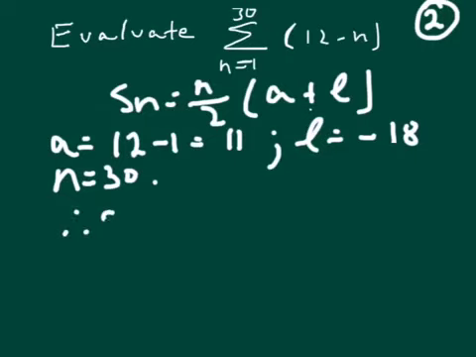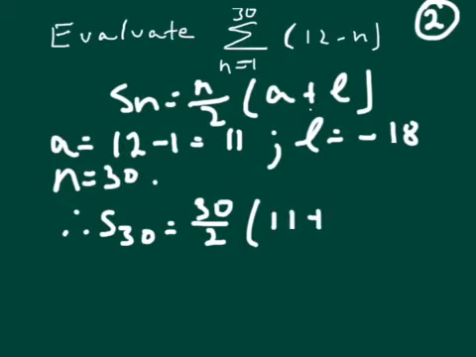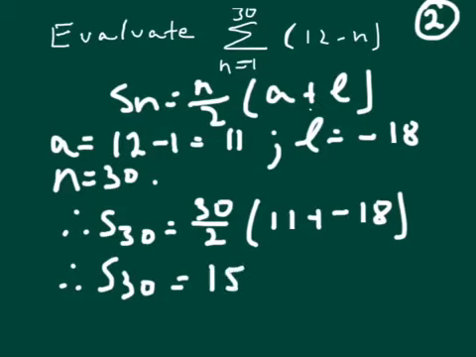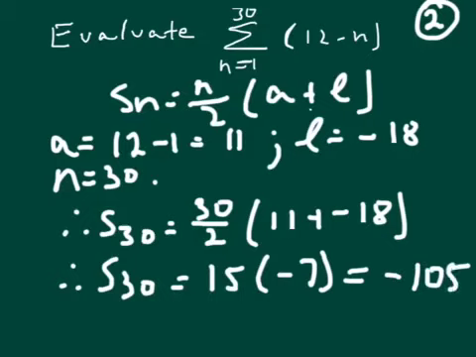So the sum of the first 30 terms is equal to 30 on 2, bracket, a we said was equal to 11, and l is equal to negative 18. Okay, so here we've got a plus, a minus, so that's equal to a minus operation. We're adding a negative, so that equals minus. So this is going to evaluate to negative 7. So what we have now is S30 equals 15, 30 divided by 2 is 15, times negative 7, and our answer should equal, I think, negative 105. Okay, next example.